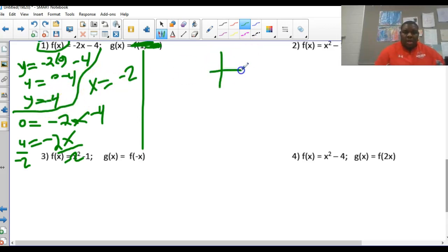This x-intercept will be whatever this function is, 2x minus 4. Here's where it intercepts the x-axis, and here's where it intercepts the y-axis. So it basically looks like that. All right, -4 and -2.